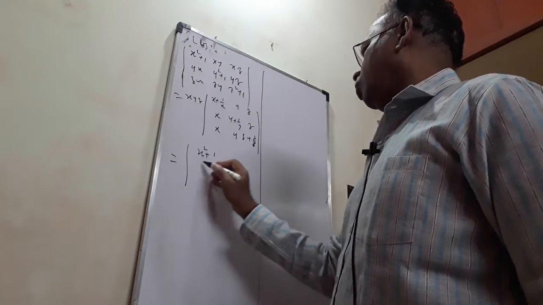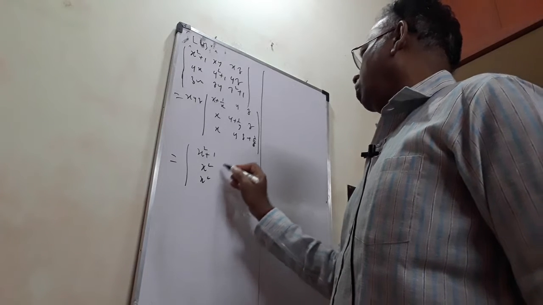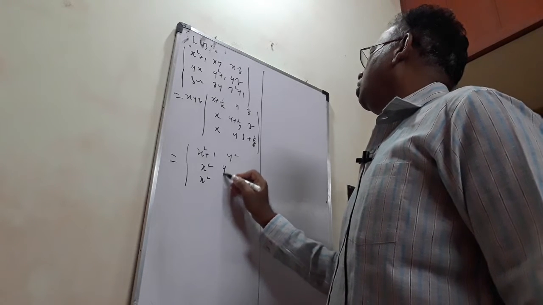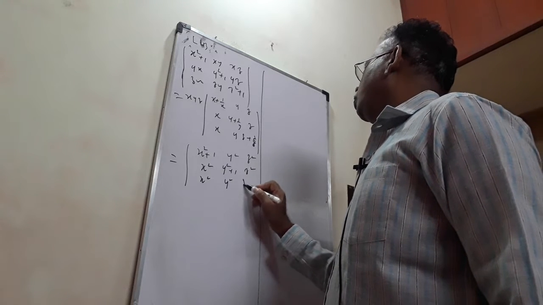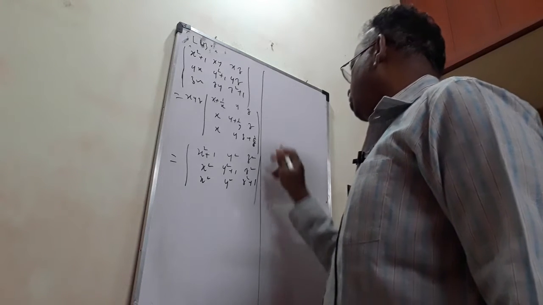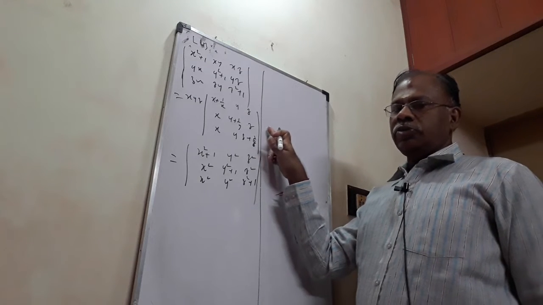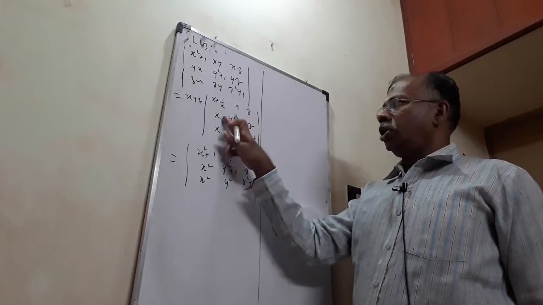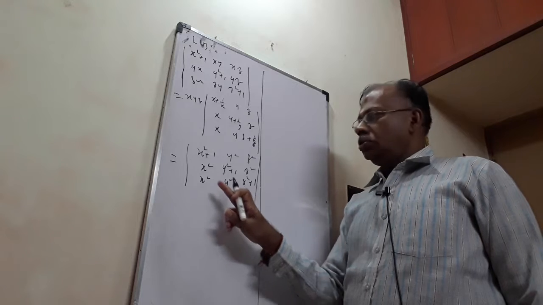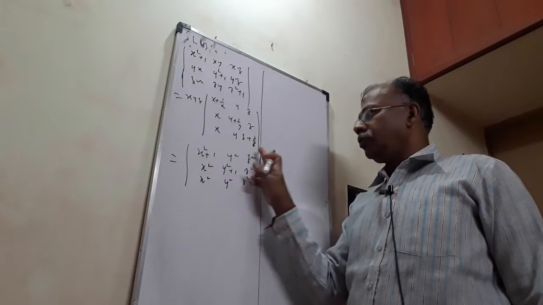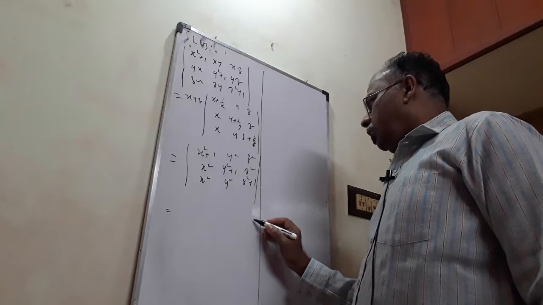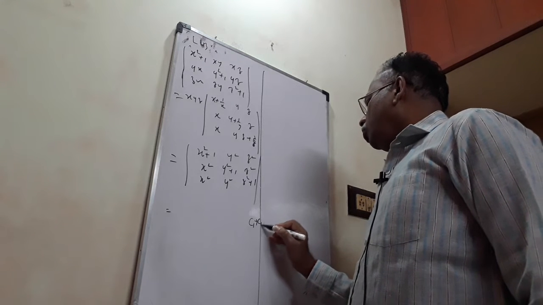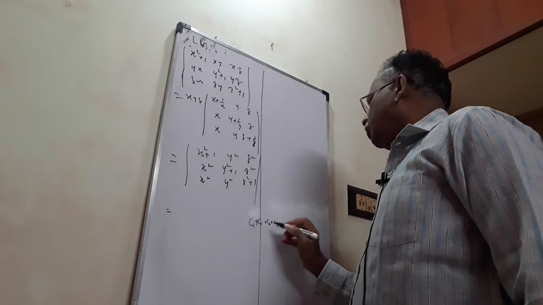Therefore this will become x square plus 1, x square, y square plus 1, y square, z square, z square, z square plus 1. Write the reasons every time. Here I am taking x, y, z as common from R1, R2, R3, and I am multiplying x, y, z with C1, C2, C3. Now let me apply C1 going to C1 plus C2 plus C3.